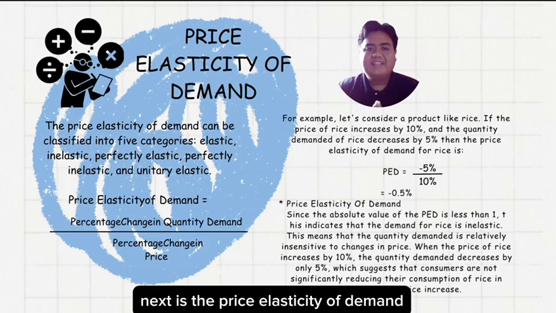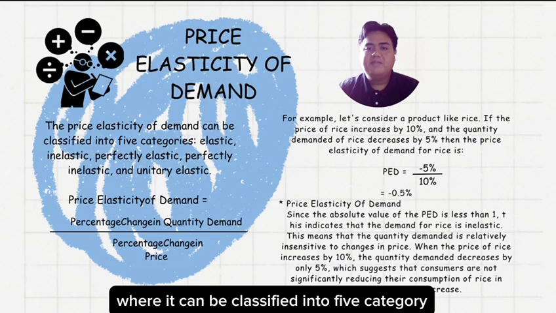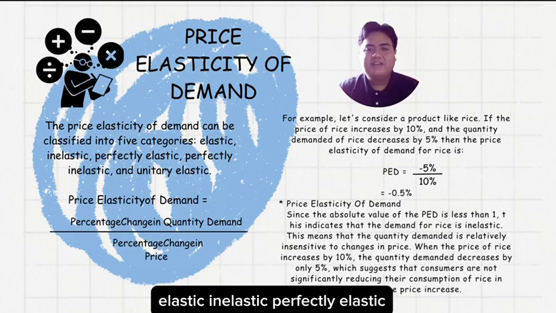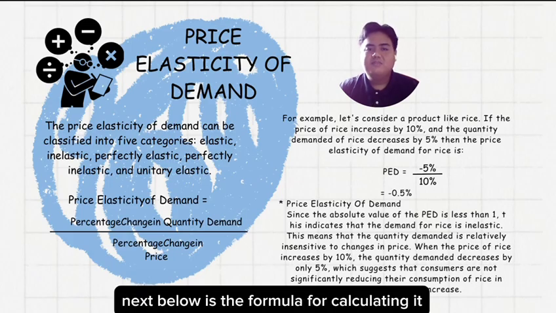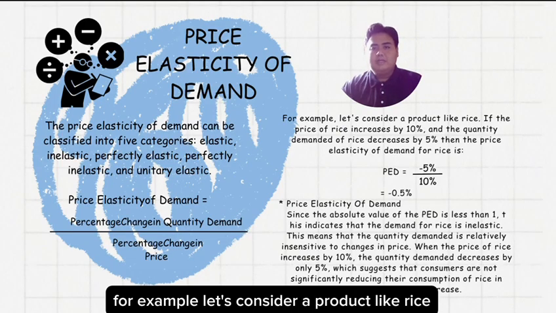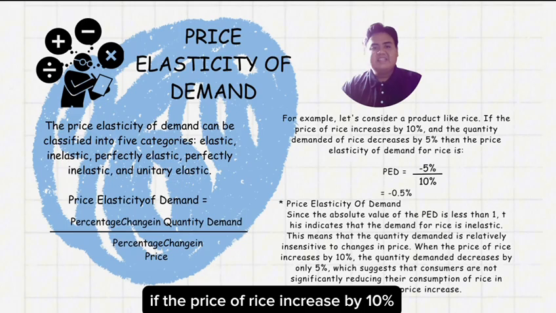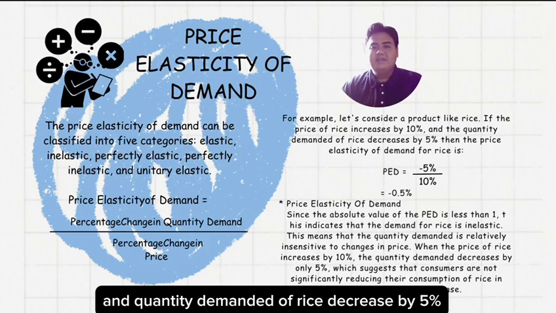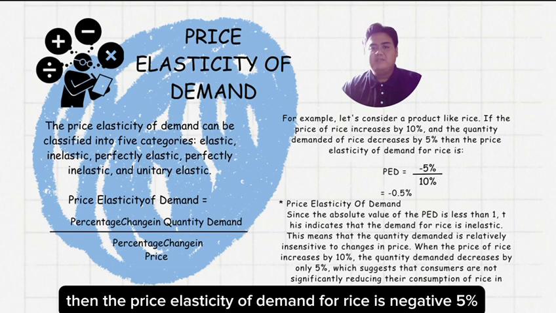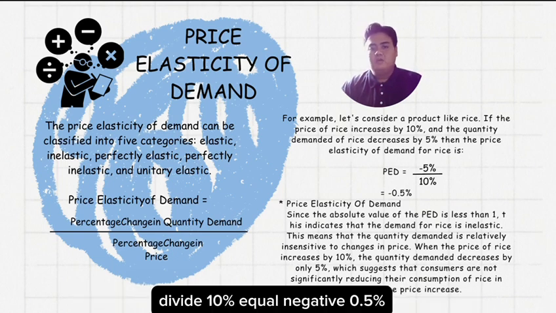Next is the price elasticity of demand, which can be classified into 5 categories: elastic, inelastic, perfectly elastic, perfectly inelastic, and unitary elastic. Next below is the formula for calculating it. For example, let's consider a product like rice. If the price of rice increased by 10% and quantity demanded of rice decreased by 5%, then the price elasticity of demand for rice is negative 5% divided by 10%, equal to negative 0.5.